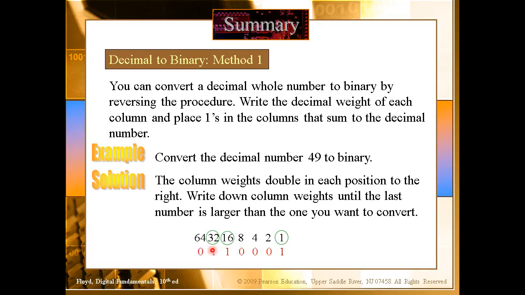Okay? And then your answer should be 110001, right? You don't have to write the first 0. If you want, you can, but that's optional. Okay? So your answer is 110001. That's the binary number which is equivalent to 49. That's what I'm saying.